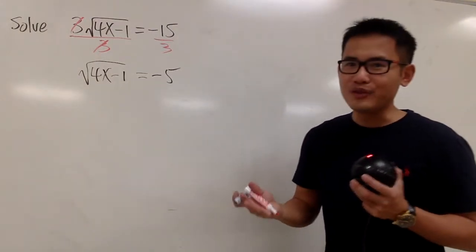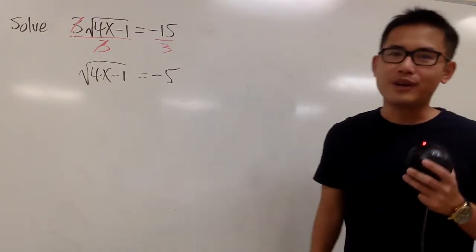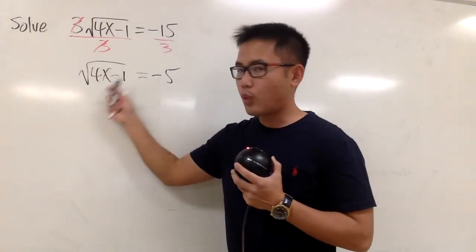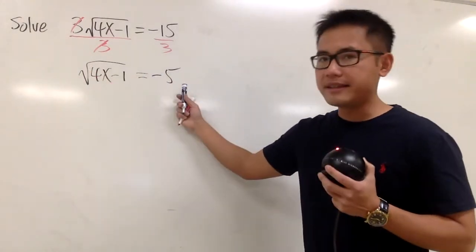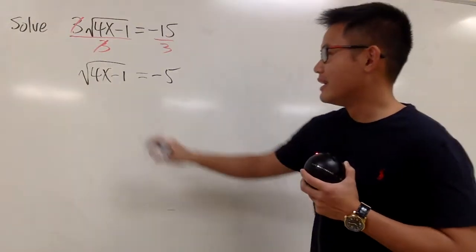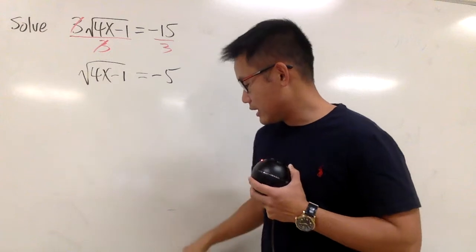And now, here's the question for you guys. Do we even need to continue from here? No, we don't. Because when we have a square root, and that's equal to a negative number, we know this right here has no solution, okay? So right here, in fact, we can just stop.